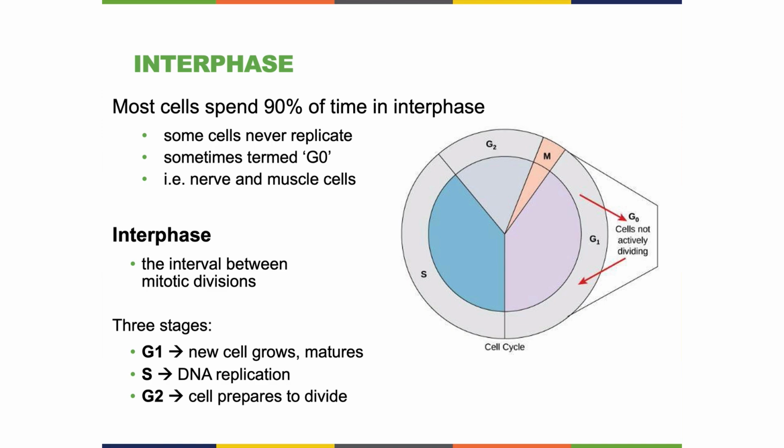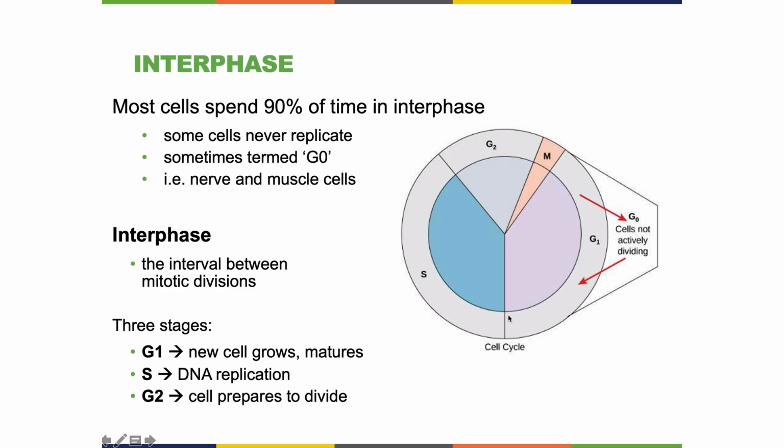So those cells that are never going to divide, they lapse out into G0, sometimes you'll see in a textbook. And all that means is that they're not going to actively divide anymore. Some of your cells, when they've divided enough times, they're not going to replicate anymore. And they lapse into G0 until they finally die and are removed.